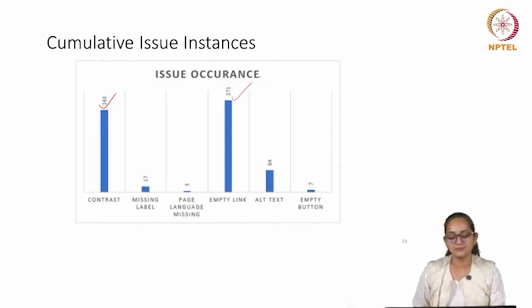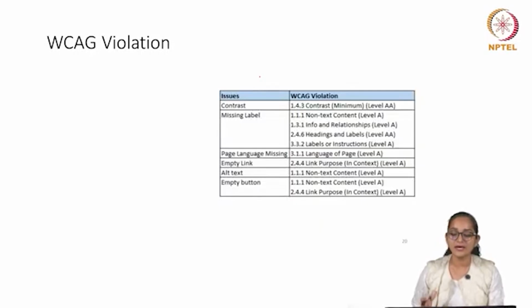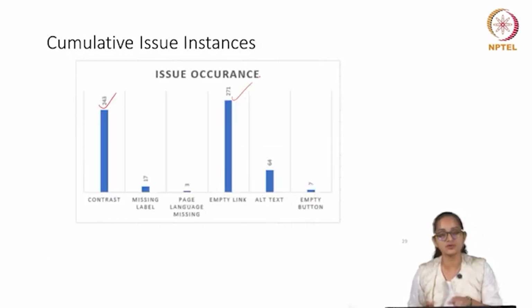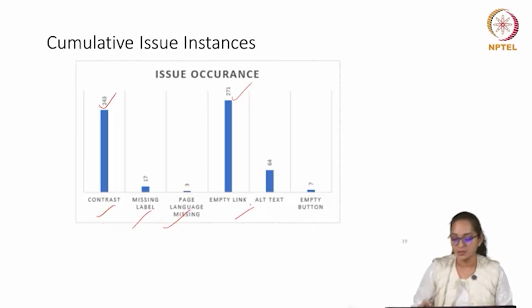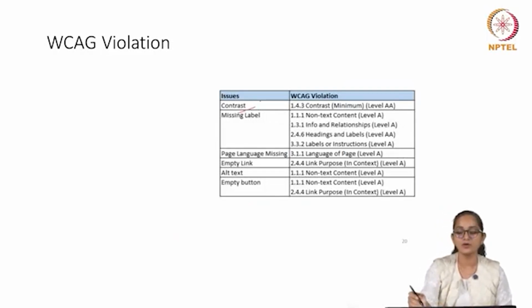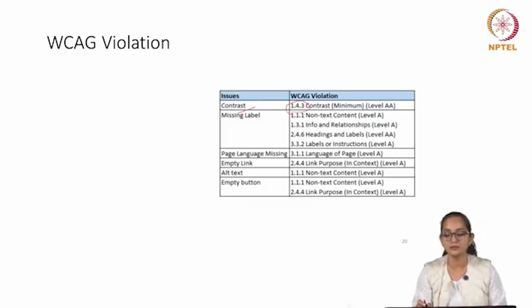So, these reports give you a decent idea of what to do and where to start. Now, WCAG violations: this is just an example. Your product may be violating a separate set of violations. Here, all of these issues are listed with the criteria they fall under. For example, for contrast it is 1.4.3 Contrast (Minimum), level AA.